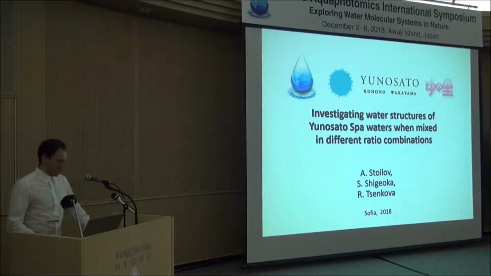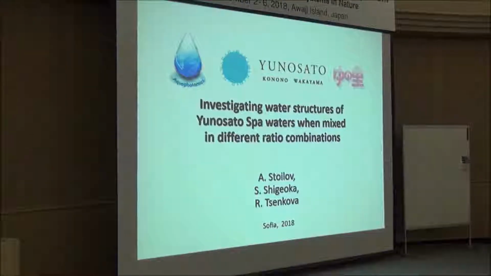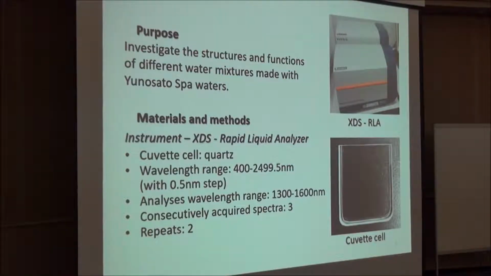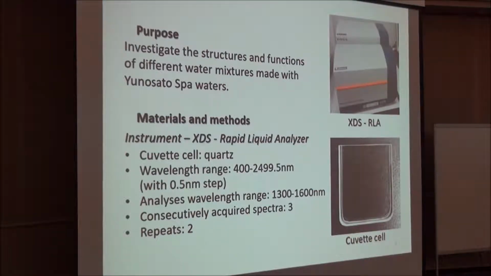So today I'll be talking about investigating water structures of Yunosatu spa waters when mixed in different ratio combinations. The purpose of this experiment was to investigate different and new structures and functions of Yunosatu waters combined together. The materials and methods I used were the XDS device with the rapid liquid analyzer component and a quartz cuvette cell. The wavelength range for my analysis was from 1,300 to 1,600 nanometers.